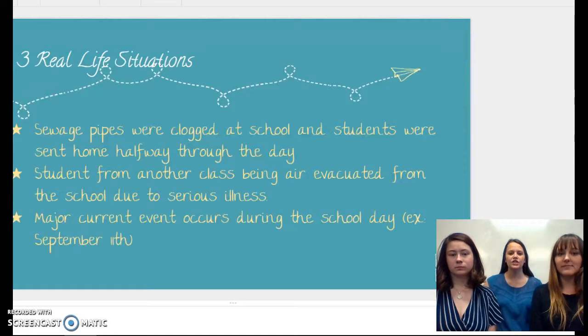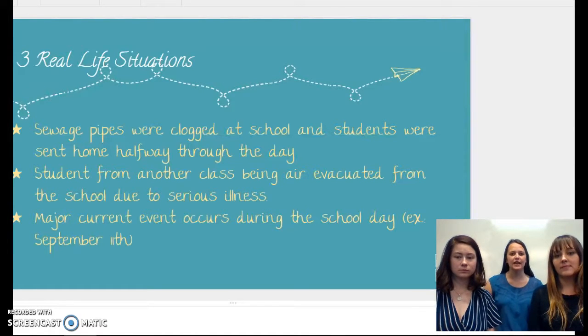And then our third situation is if a major current event occurs during the school day. For example, September 11th: as teachers, do you turn on the news, do you watch it, or do you just go on with your day? Students can find out about these things, so it's about figuring out how and what to tell them in class.